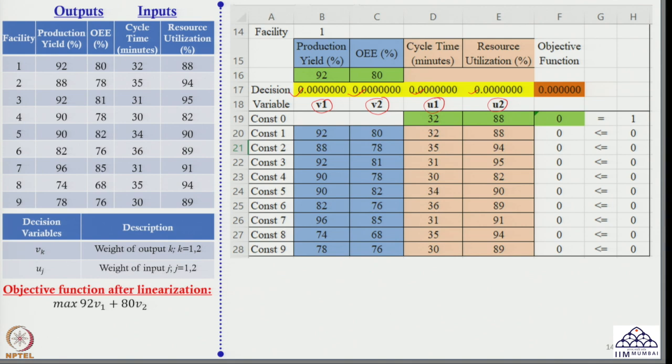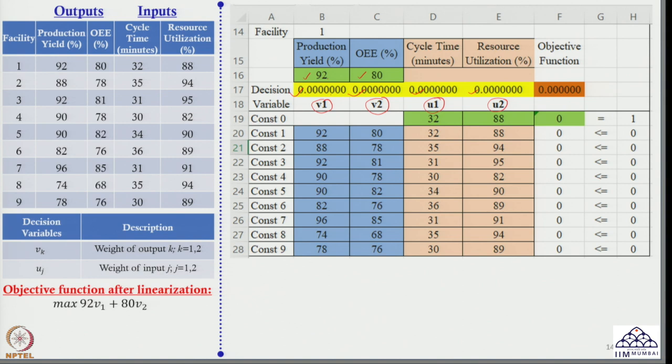So the initial value of V1 is 0, the initial value of V2 is 0, the initial value of U1 is 0, and the initial value of U2 is 0. Now the coefficient of V1 in the objective function is 92, and the coefficient of V2 in the objective function is 80. The green cells represent these coefficients: 92 for V1 and 80 for V2.